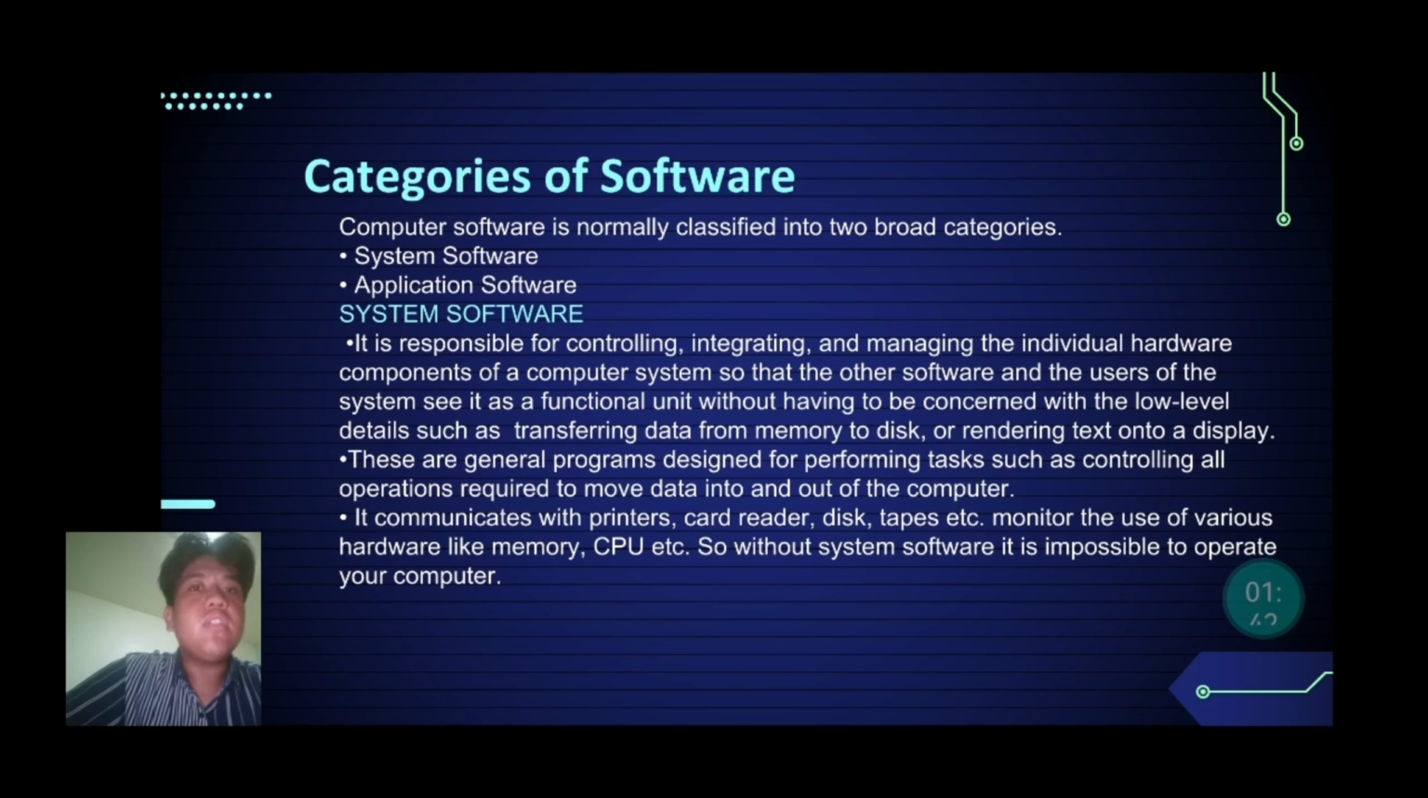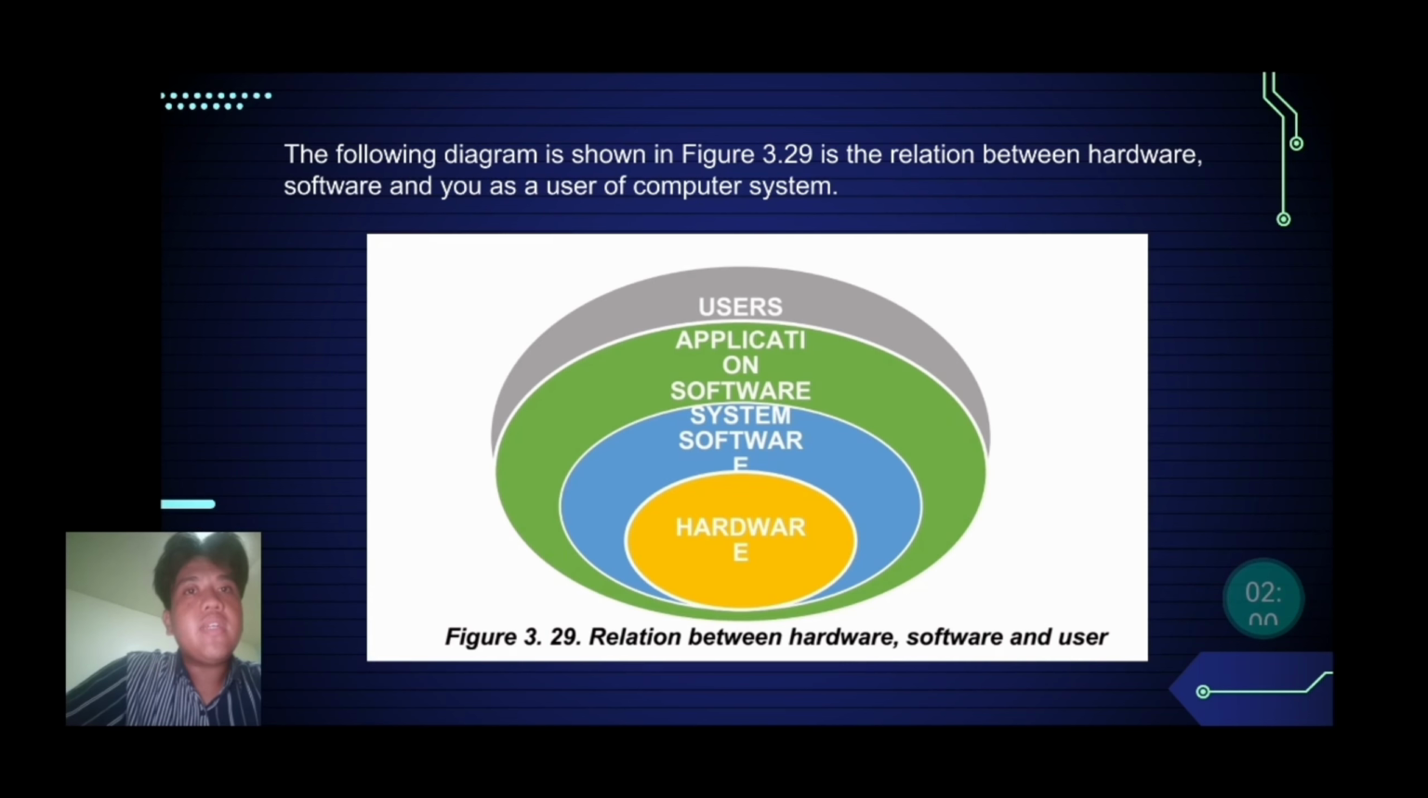System software. Ano nga ba ang system software? System software is made of necessary applications that control computer hardware, including the operating system and hardware drivers. It is in charge of operating and enabling software to run on a computer. The following diagram, shown in figure 3.29, is the relation between hardware, software, and you as a user of the computer system. This is the example of figure 3.29, the relation between hardware, software, and user.